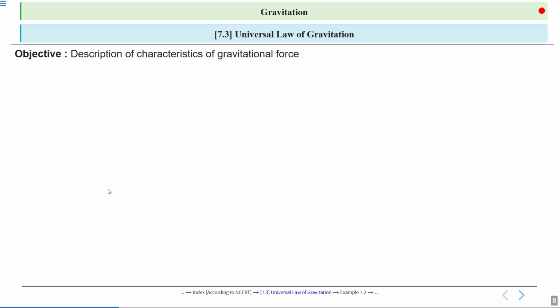Now, we will study the characteristics of gravitational force. This force is fundamental to how objects interact in the universe. The first characteristic of gravitational force is that it is always attractive. This means that it pulls objects towards each other, never pushing them apart. This is why planets orbit stars and why objects fall to the ground on the earth, because of its attractive nature.